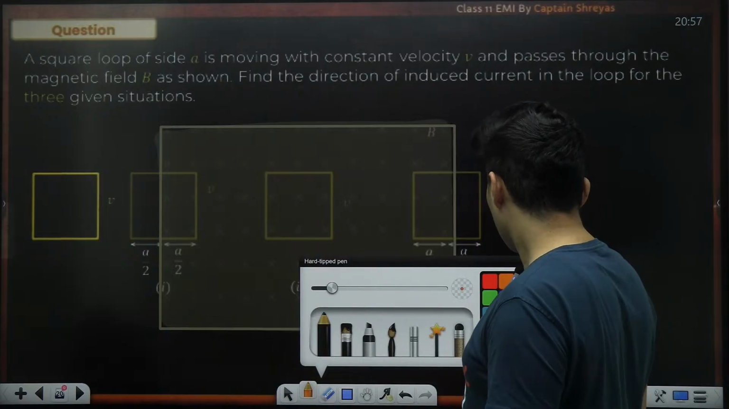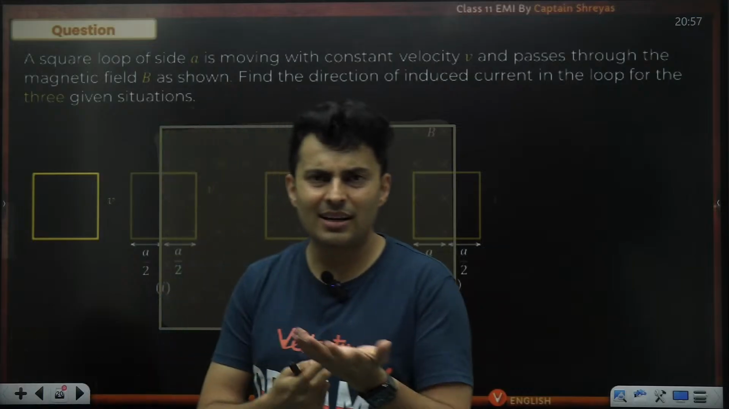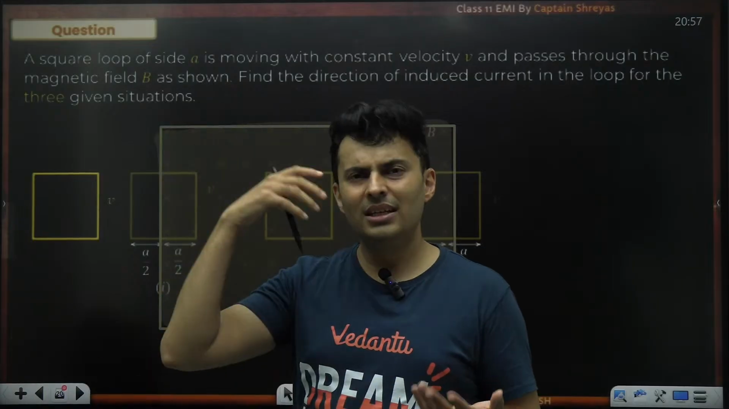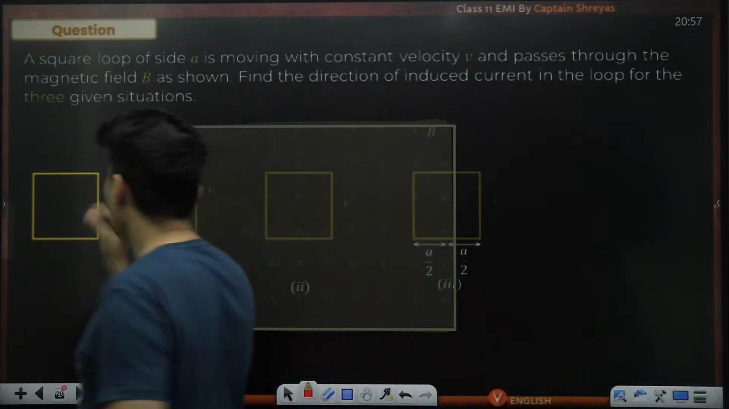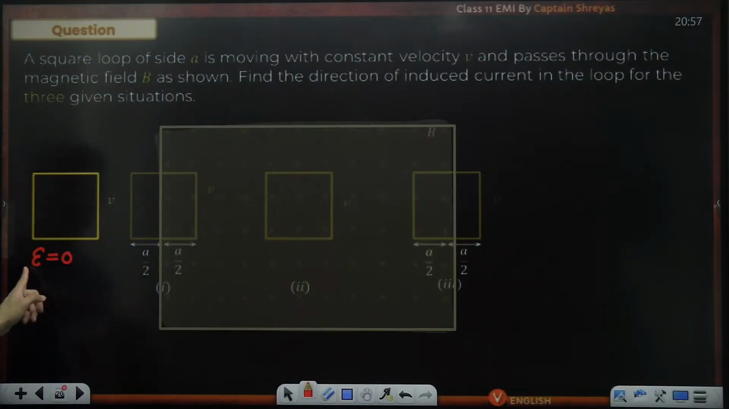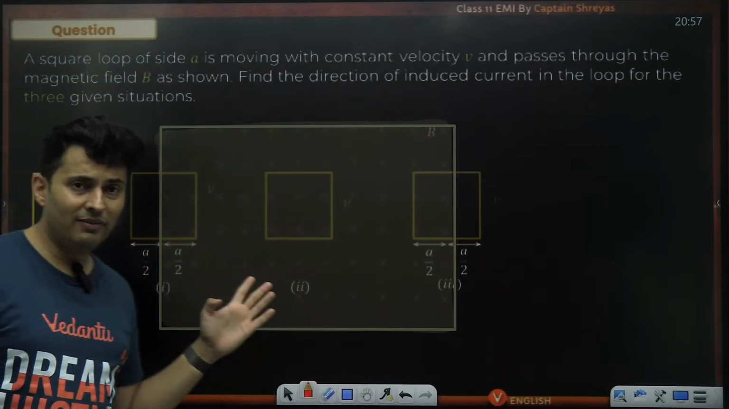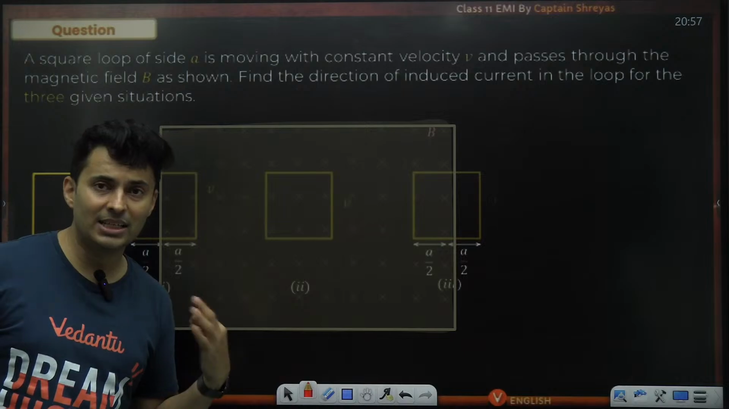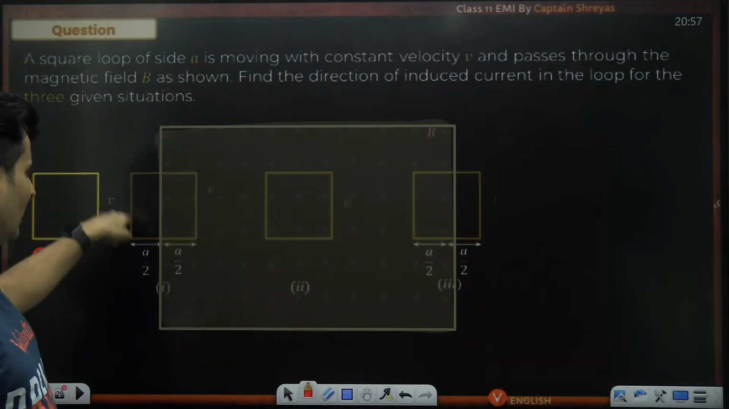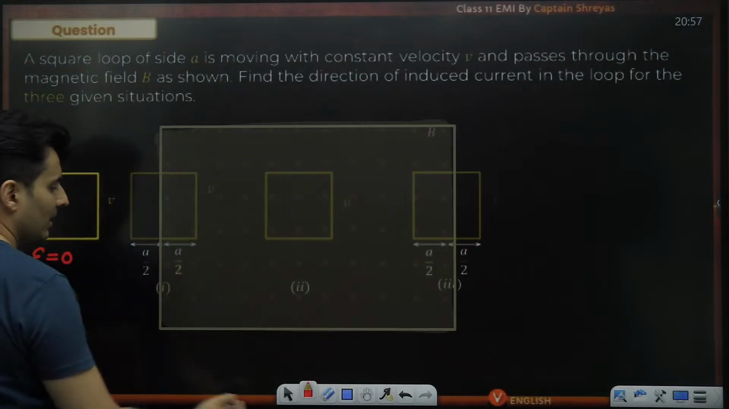Over here, when you are completely outside, there is no magnetic field, there is no change of flux, there is no question of motional EMF. So here the EMF will obviously be zero. Is that absolutely clear? I can do it by flux, but I'm not doing it by flux because I'm teaching motional EMF. Let's look at this scenario. This part will obviously not produce any kind of EMF.